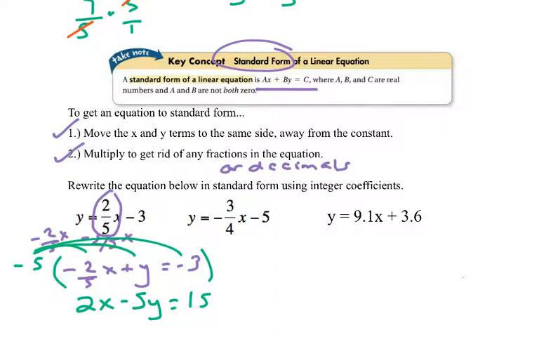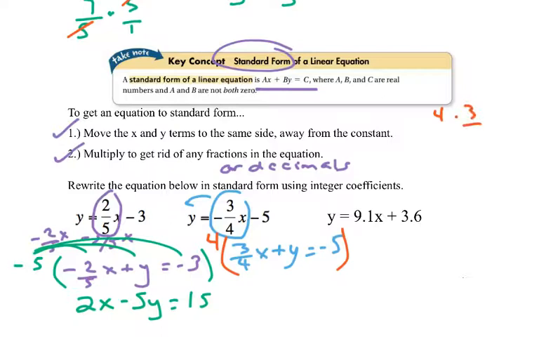All right, our second example, we're going to have to move this x term over to the other side. I'm going to do that by adding it over. So now I have 3/4 x plus y equals negative 5. And then to get rid of our fractions here, since we have a 4 in the denominator, we're going to multiply everything by 4. 4 times 3/4. Again, your 4's are going to drop out and leave you with 3. So we get 3x. Multiplying it to the y, we get 4y. And multiplying it to our constant, 4 times negative 5 is negative 20.